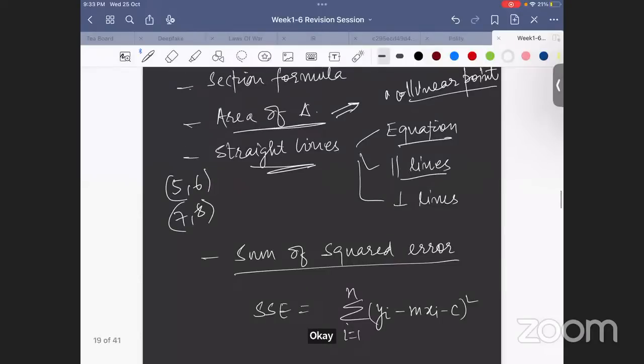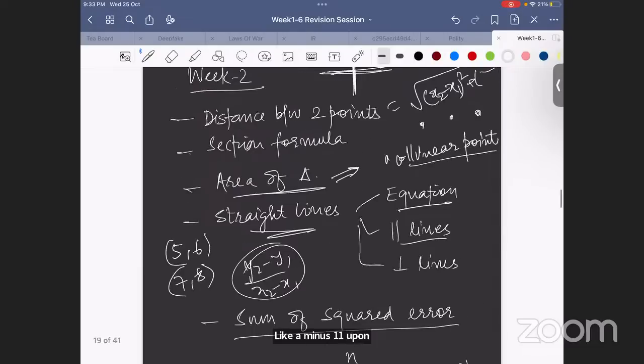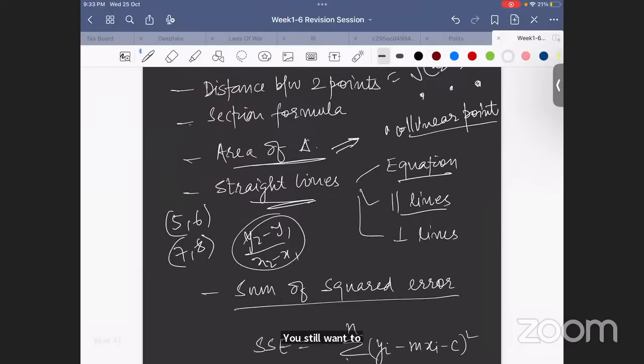How do you calculate the slope of a straight line if you have been given two data points connecting the straight line? The slope is y2 minus y1 upon x2 minus x1. Correct. That's why I'm telling you this chapter is very simple. You should know the basic concepts, whatever I have written in this topic. If you know these topics, you will be able to solve all the problems.